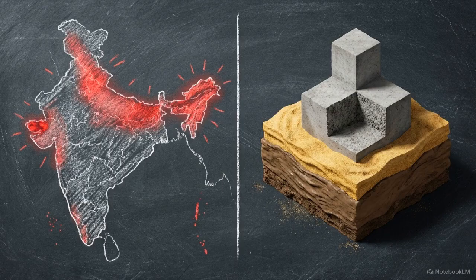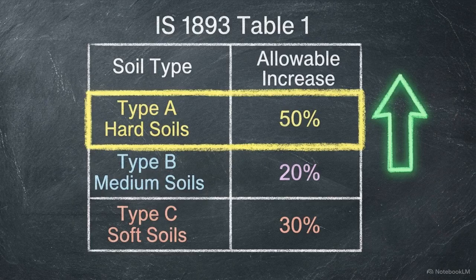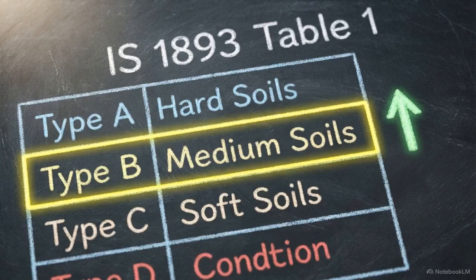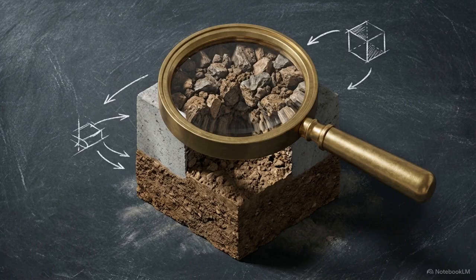The zone factor sets the regional threat, but the local soil profile governs the final structural demand, often acting as a primary force multiplier. This brings us to a paradox in IS 1893 Table 1. During an earthquake, the code permits up to a 50% increase in allowable bearing pressure for Type A hard soils and a 25% increase for Type B. Does the soil beneath the footing suddenly gain shear strength while the ground is shaking?